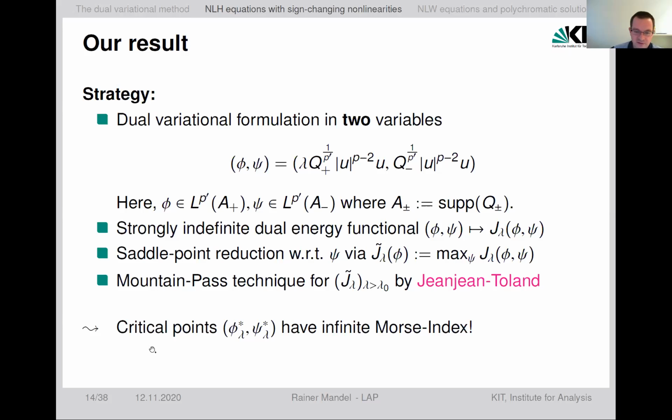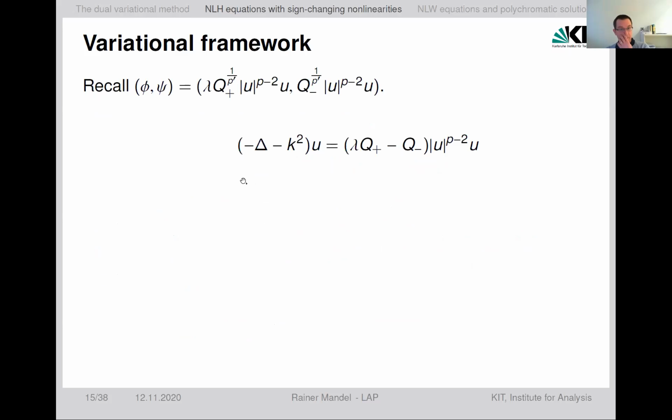So that's the effect of sign-changing nonlinearities, that you have infinite Morse index solutions. Okay, to be a bit more precise, we have this variable substitution, and let me show you that this gives rise to a new variational problem.